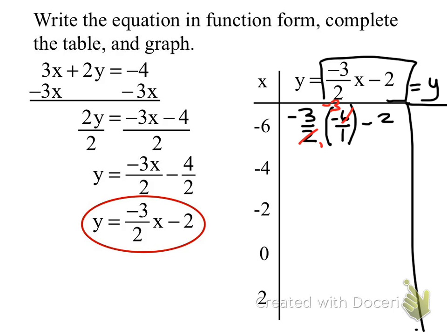So now what I'm left with is negative 3 times negative 3 is what? Negative 9. Oh, no, positive 9. Positive 9 minus 2. Positive 9 minus 2 is? Perfect. Let's try another one.